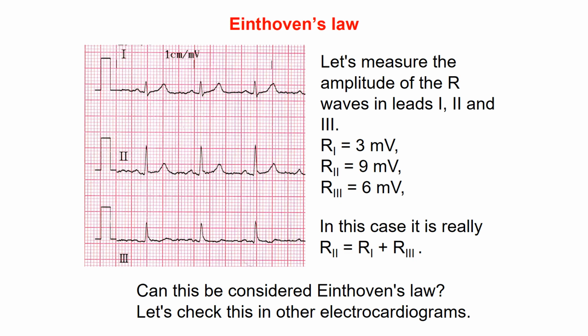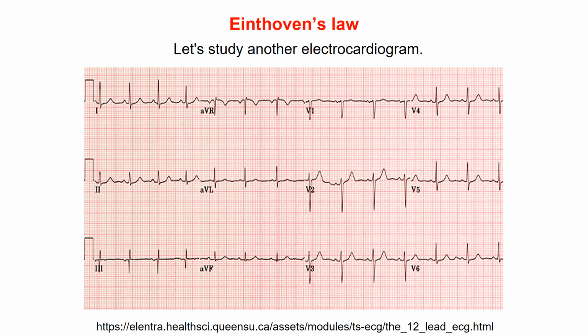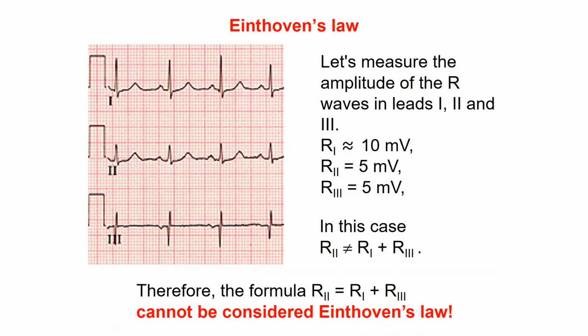Let's check this in other electrocardiograms. Let's study another electrocardiogram. Let's measure the amplitude of the R waves in leads 1, 2, and 3. R1 equals 10 mV. R2 equals 9 mV. R3 equals 6 mV. In this case R2 is not R1 plus R3. Therefore, the formula R2 equals R1 plus R3 cannot be considered Einthoven's law.